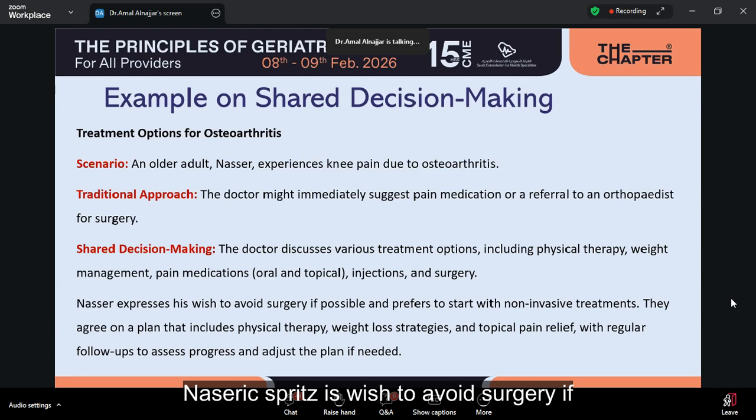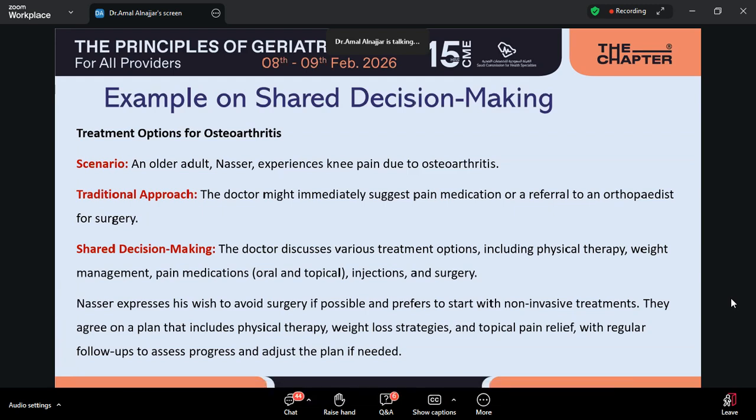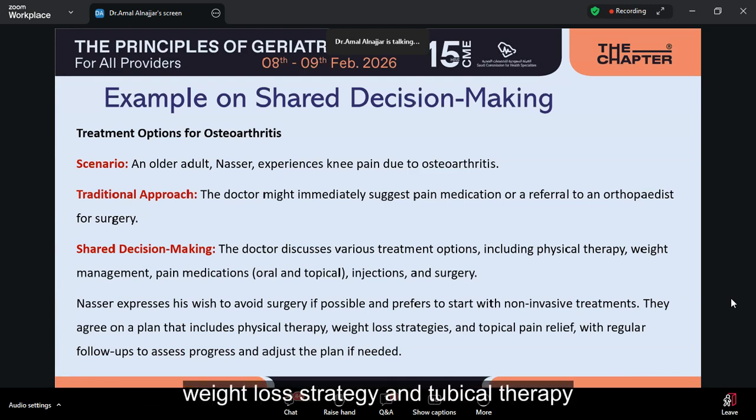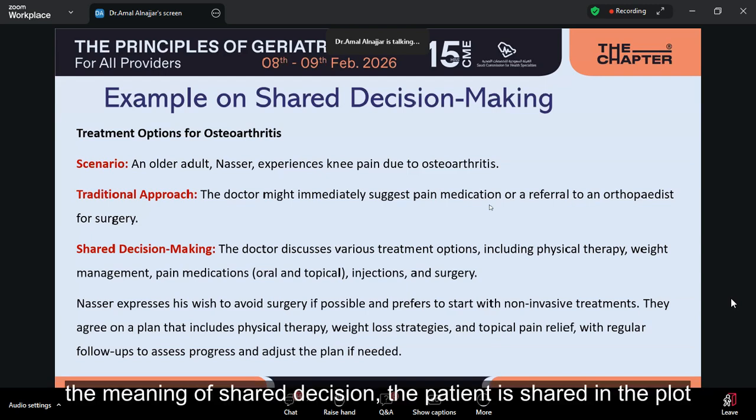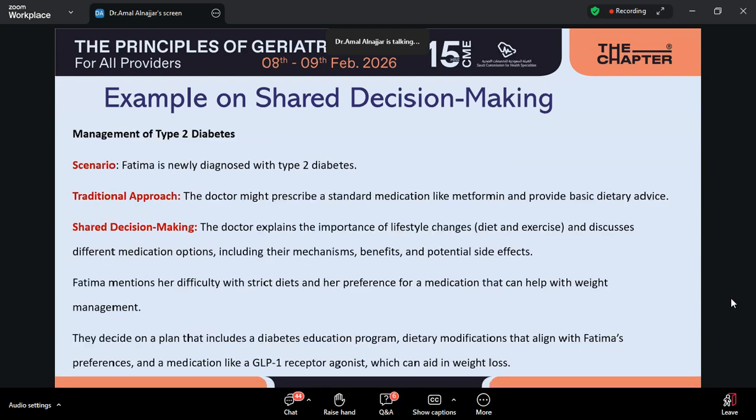Nasser expressed his wish to avoid surgery if possible and prefers to start with non-invasive treatment. They agree on a plan that includes physical therapy, weight loss strategy, and topical pain relief, with regular follow-up to assess progress and adjust the plan if needed. This is the meaning of shared decision, that is, the patient is involved in the plan.